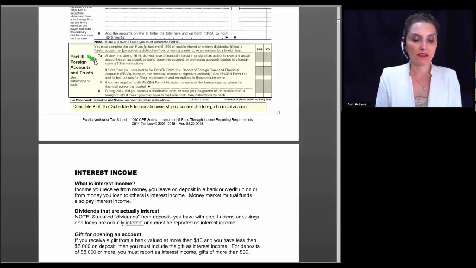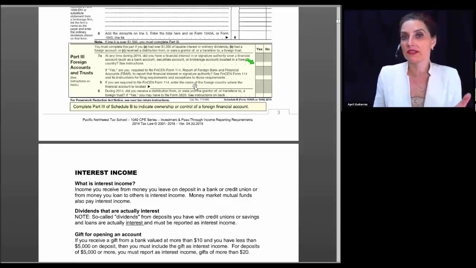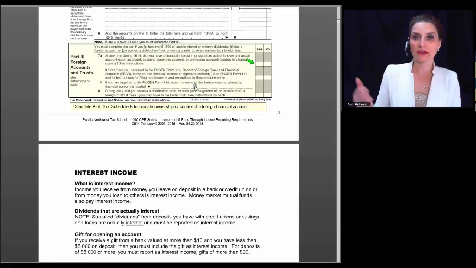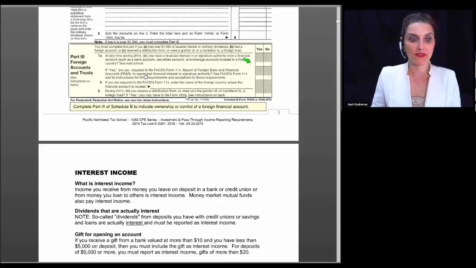$10,000 or more at any time during the year, then they're going to need to file FBAR, but also you're going to have to check the box that says, yes, I have interest in a foreign financial account, even if the amount in that account is only, say, $1,000. Let's say I have an account up in Canada, it's got $1,000 in it. Even if it paid no interest, technically I need to check this box and say I've got that account there.